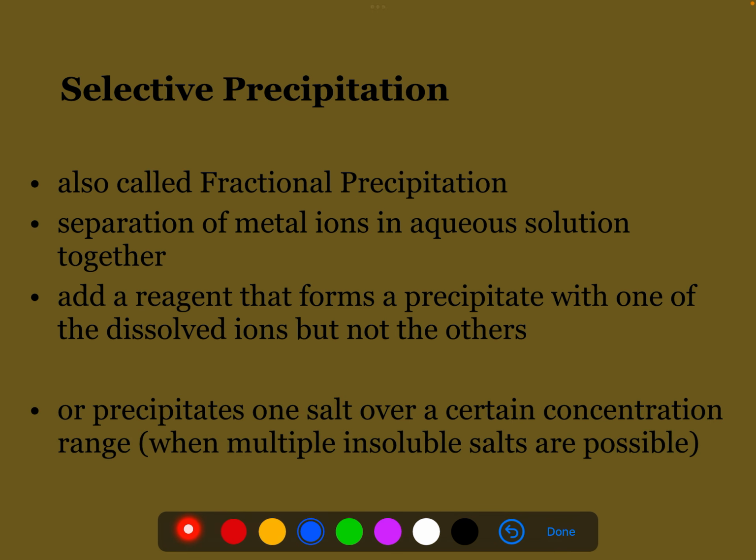Our other option is we can precipitate one salt over a certain concentration range. So we might use an anion that is insoluble with both cations, but one of them is going to be more insoluble than the other. That can allow one of the substances at a certain concentration to precipitate, and the other one that is more soluble will remain in solution.